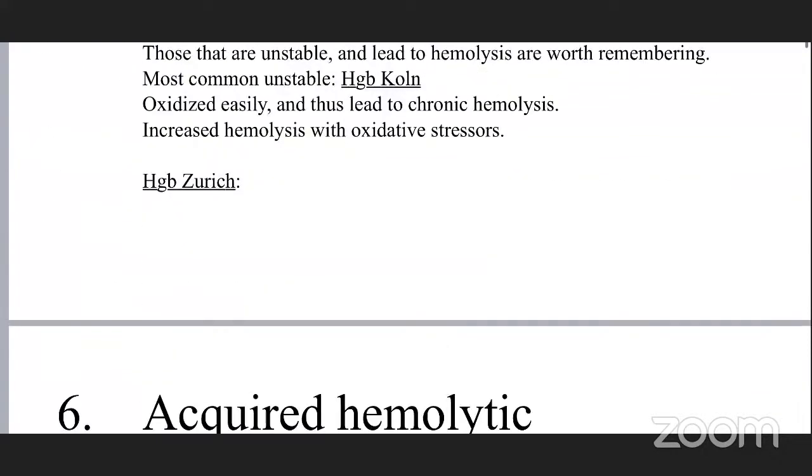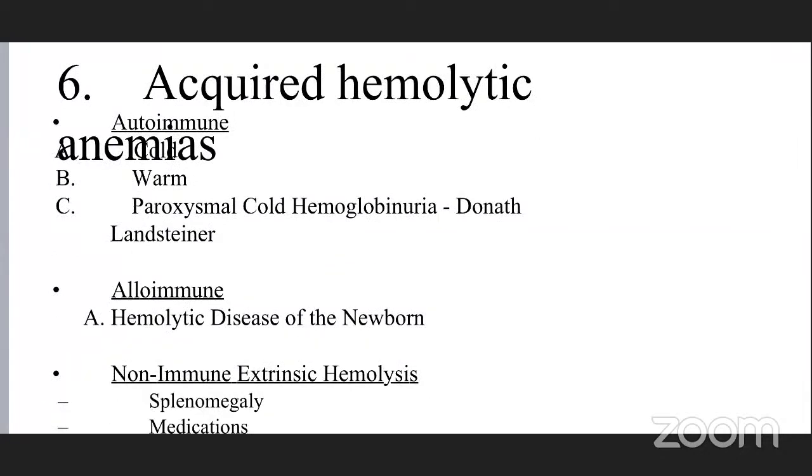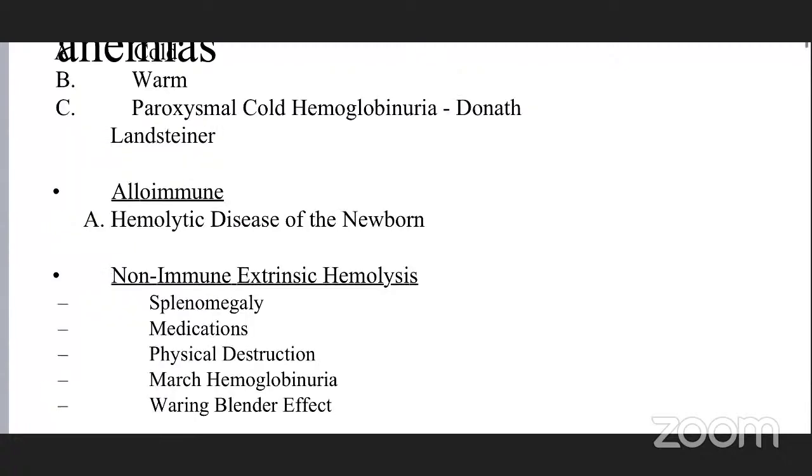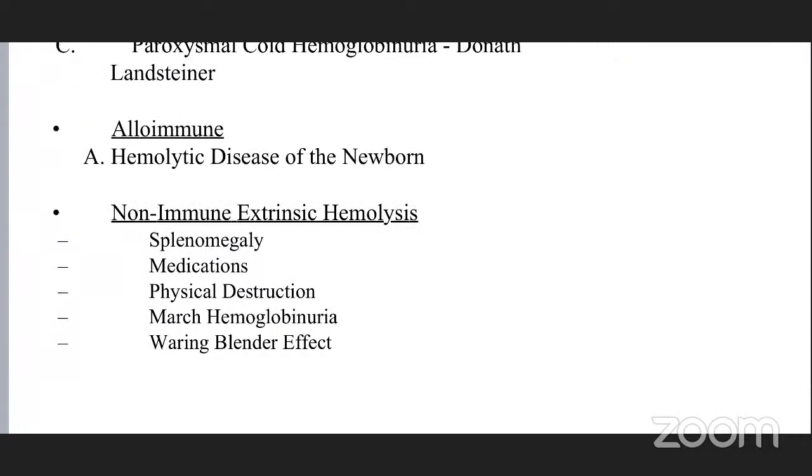Thalassemias, they also talk about it. Then we'll go for acquired hemolytic anemia, like autoimmune hemolytic anemia, and PCH, which is called paroxysmal cold hemoglobinuria or Donath-Landsteiner hemolytic anemia. Autoimmune hemolytic disease of the newborn, and non-immune extrinsic hemolysis. It causes splenomegaly, medication, physical destruction, march hemoglobinuria, and other effects.